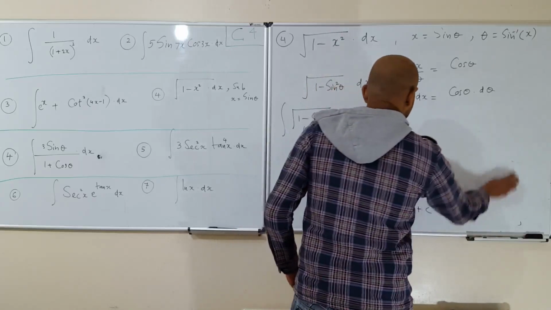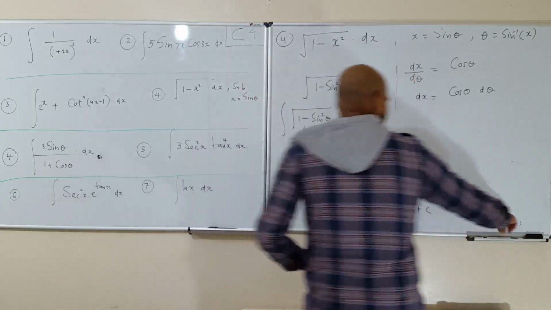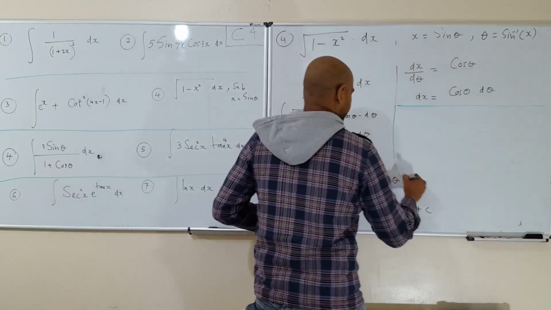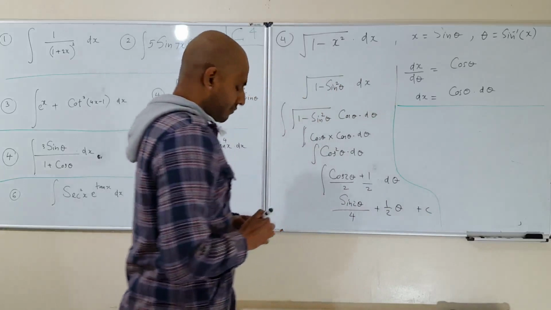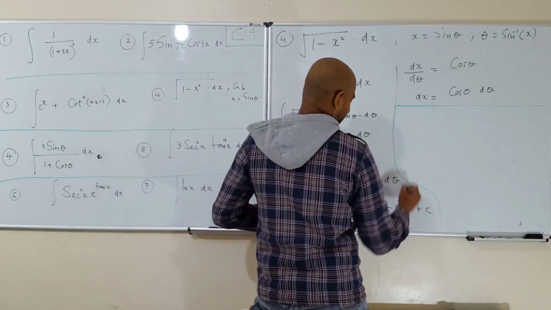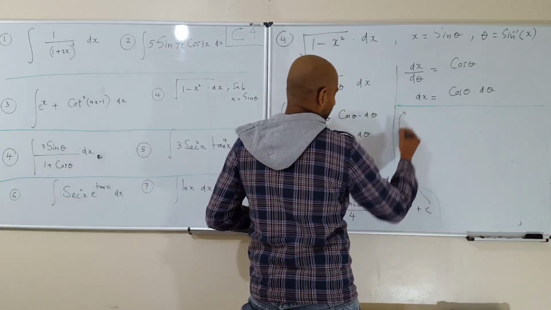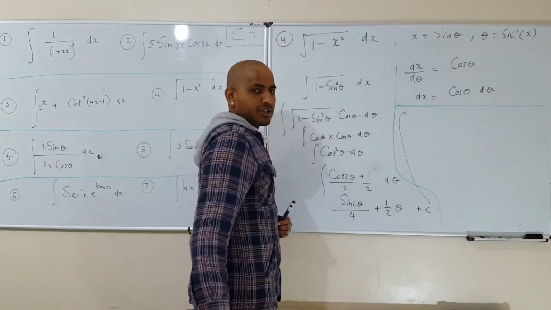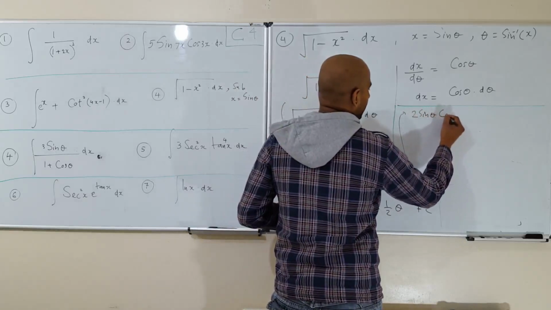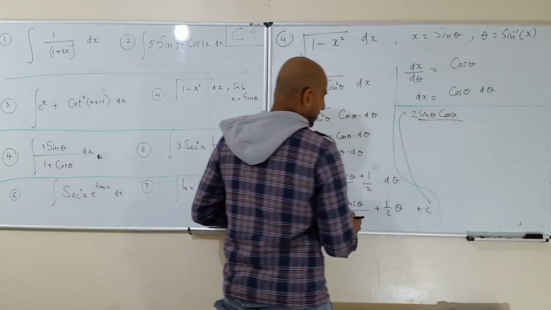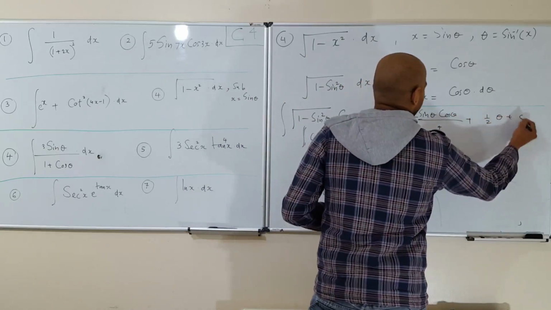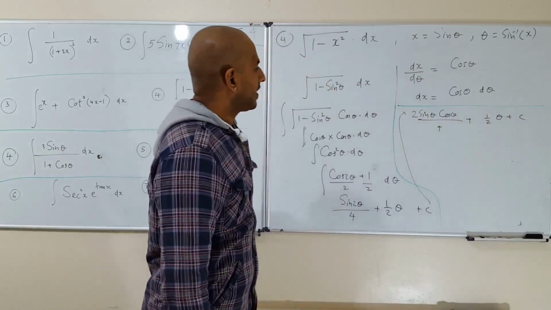Because that bit, let me use another color, possibly. So I'm going to write this one like this. Sine 2 theta can be written as 2 sine theta cos theta. 2 sine theta cos theta. 4 is there. And half theta plus c. Right, cool. Now I think we got it.